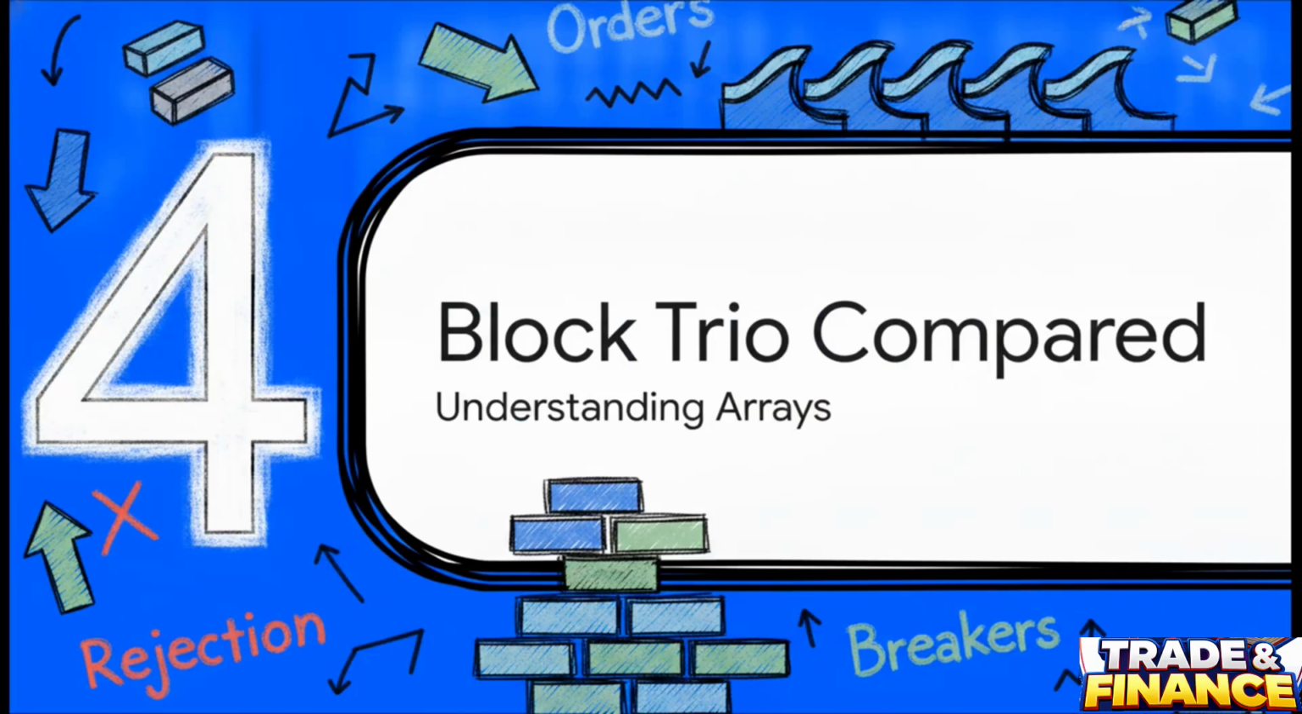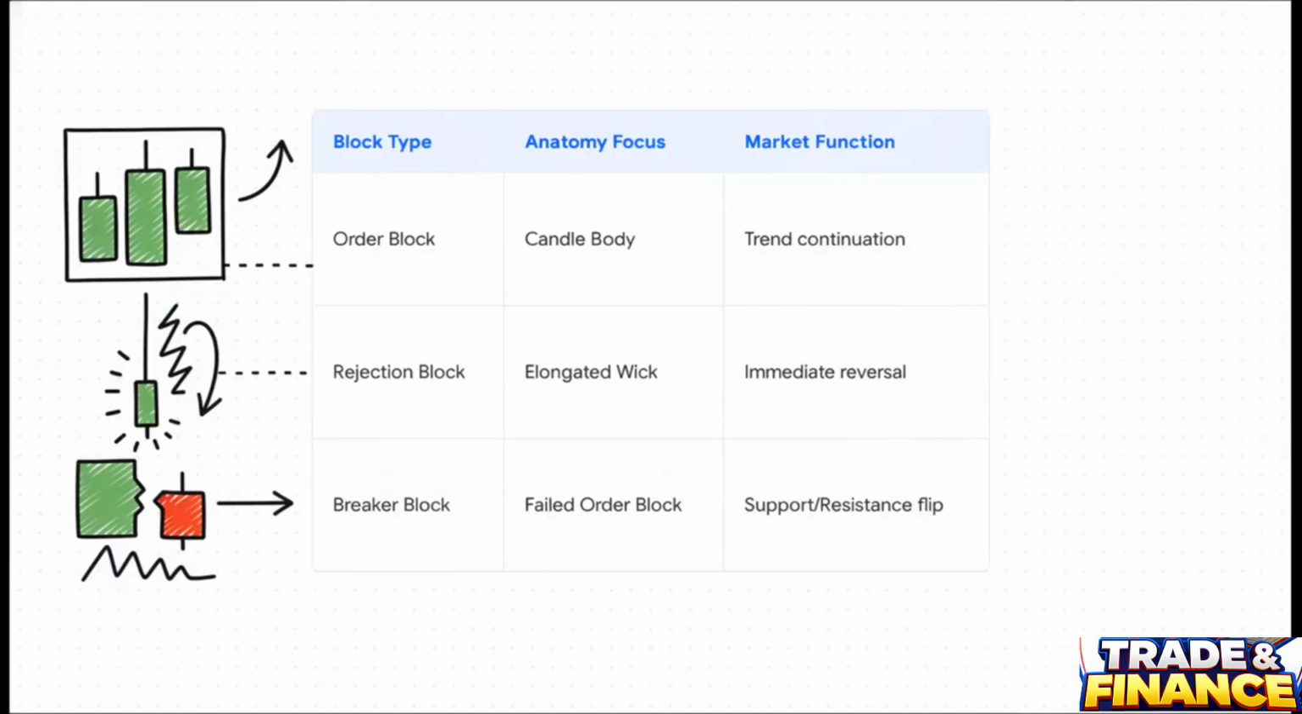Section 4. Rejections, Breakers, and Orders. Let's compare the block trio. Now, what's really interesting about this is that there's a lot of confusion out there regarding the major smart money array types, so let's clear that up right now. When comparing these concepts, an order block focuses entirely on the candle body. It's typically an area of institutional accumulation used for trend continuation. A breaker block, on the other hand, is basically a failed order block. It's an area where price broke right through, and now what used to be support acts as resistance, or vice versa.